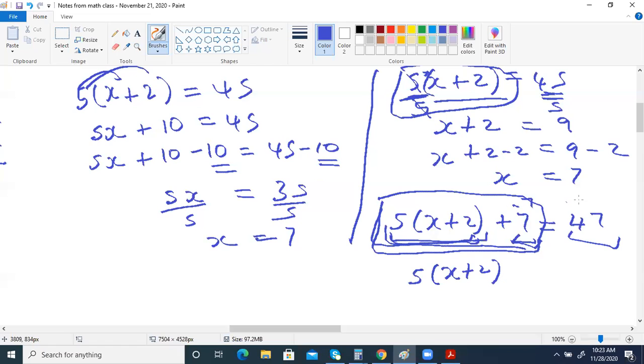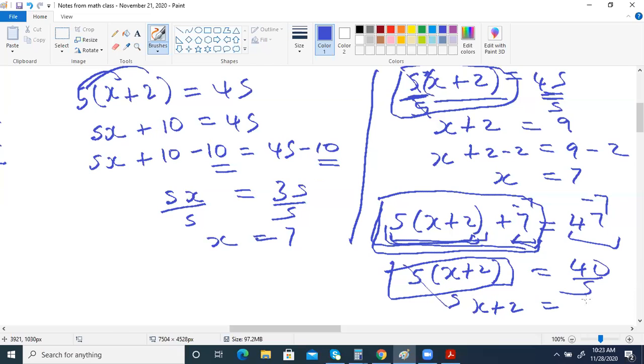So -7, this becomes 40. Now look what they have here. This is just a product here. And you can choose to divide it by 5 now. Cancel, cancel, you get x plus 2 equal 8. And then you can say the answer is just 6, right?